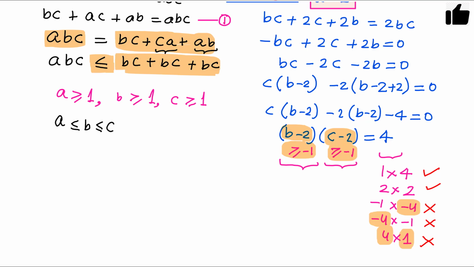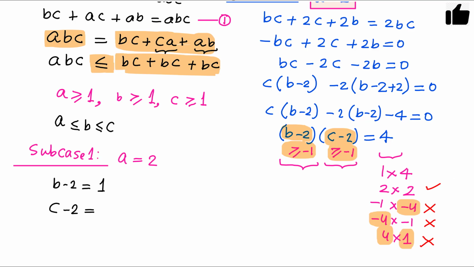So you can say this is subcase 1. I am saying subcase 1 because we already know that A equals 2. Now in this case you will have B minus 2 equals 1, this case I am considering, and C minus 2 equals 4. So from here you can say B equals 3 and C equals 6.